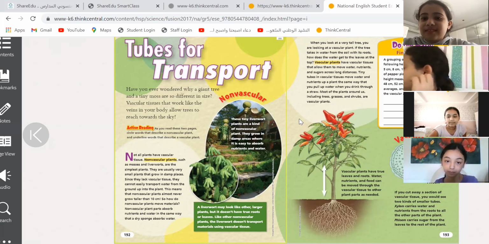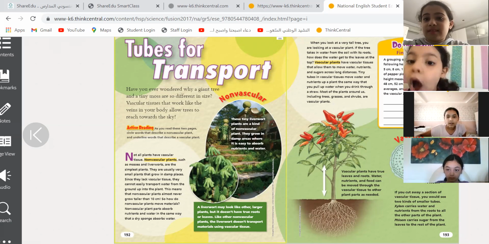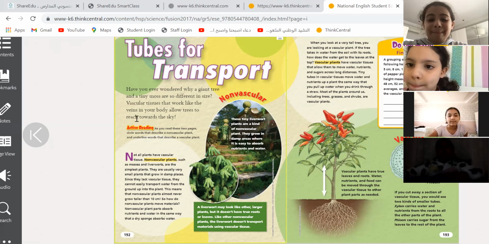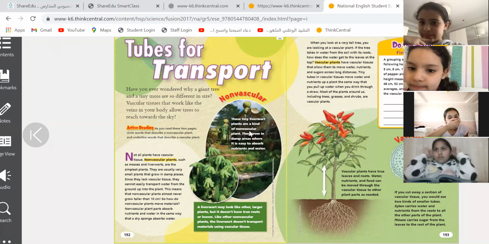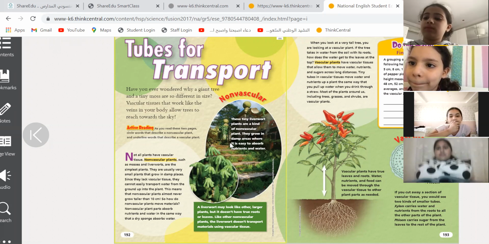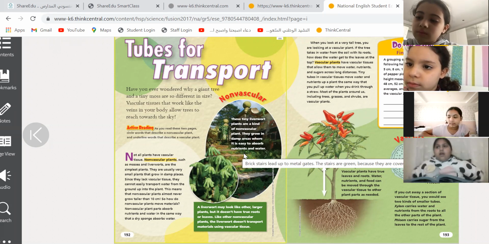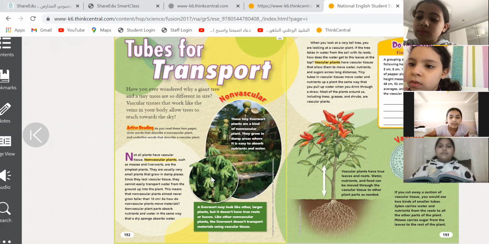Yes, so these are vascular and non-vascular, okay? Non-vascular plants don't have tubes to transfer water, minerals, and so on. Liverwort plants are a kind of non-vascular plant. They grow in damp areas where it's easy to absorb nutrients and water from the surface. See? They don't have tubes, but they absorb water from where? From the surface.